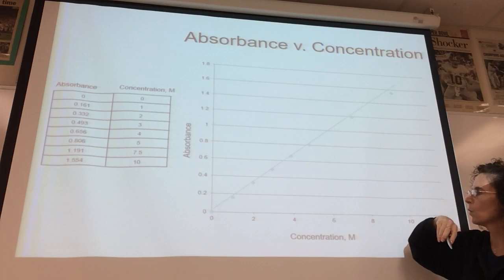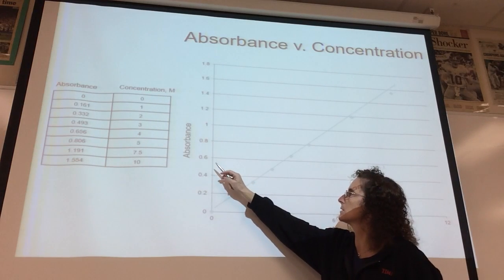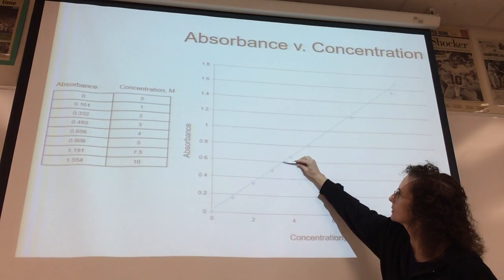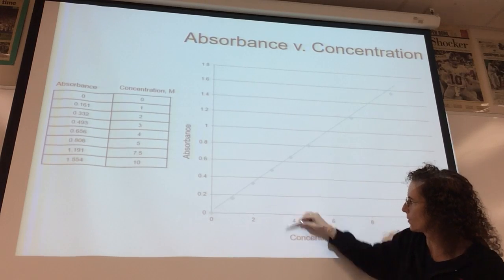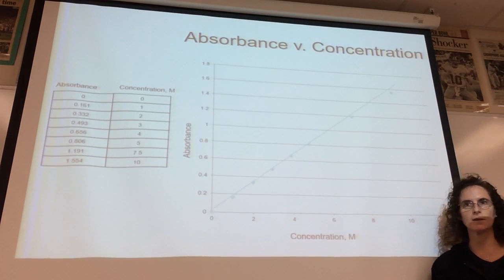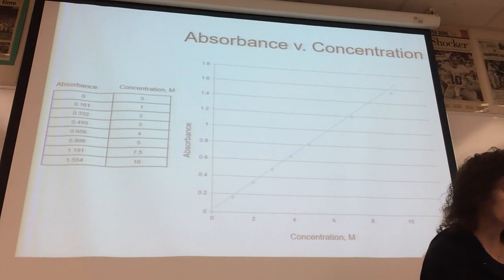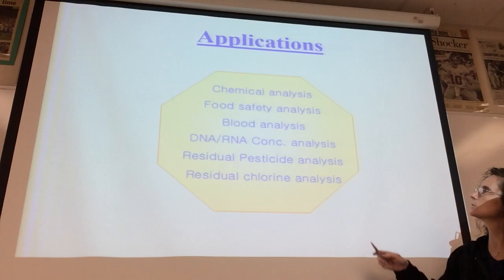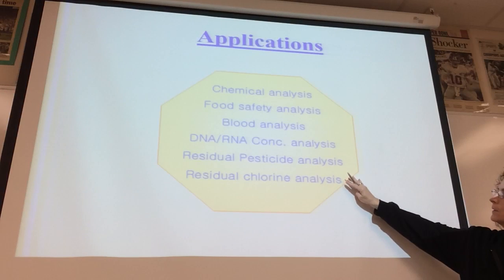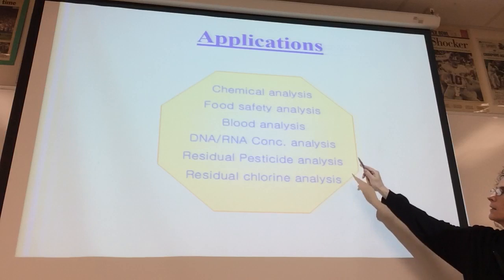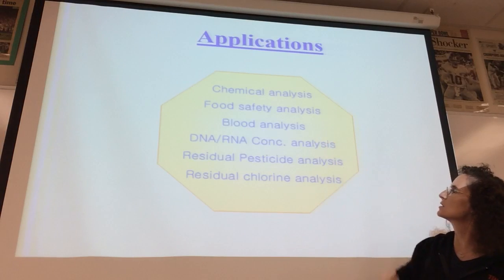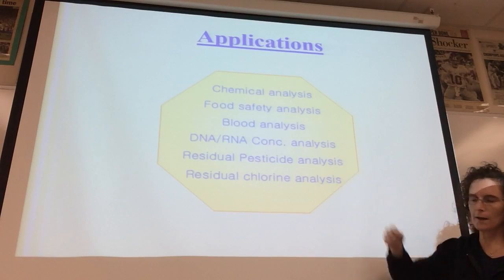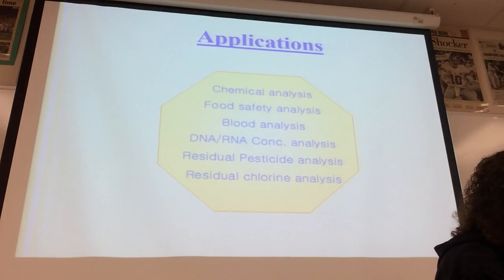And then if you want to know the concentration of the substance, well, if it absorbed 0.6, you just come across, you come down, and you have about 3.8 molar as your concentration. And you'll be generating a curve similar to this one. And I'm going to walk you through that in great detail. Just hang on. These are all applications for spectrophotometry, very helpful in blood analysis as well as food safety, RNA, DNA concentration, as well as other applications listed there.